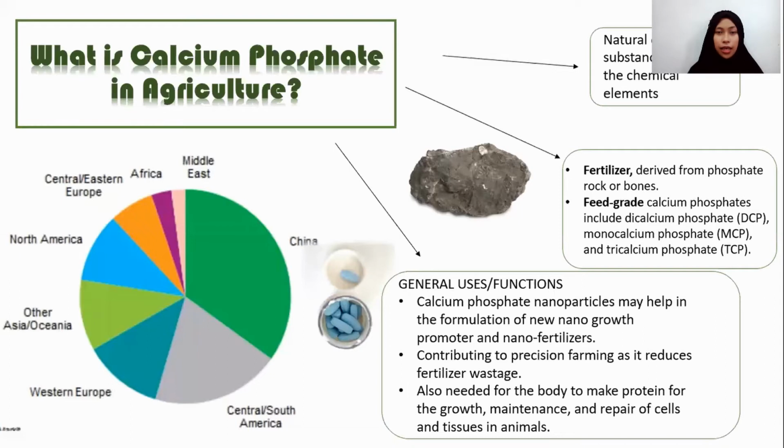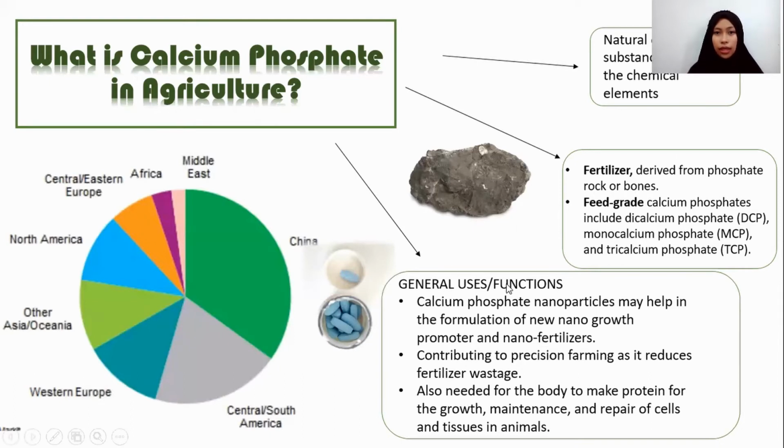Calcium phosphate in agriculture is a natural or artificial substance that contains the chemical elements. In fertilizer, it's derived from phosphate rock or bones. In feed grade, the calcium phosphate includes dicalcium phosphate, monocalcium phosphate, and tricalcium phosphate.